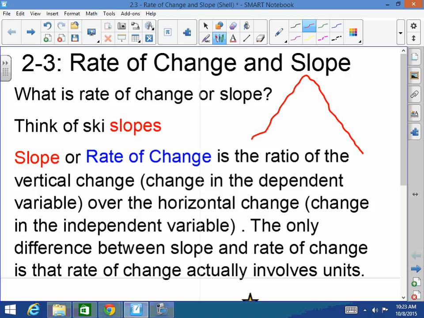If you've ever been skiing, they have different categories of these ski runs or ski slopes. They have black diamond, double diamond, red diamond. I'm not a big skier, but I do know that there are different categories, and those categories are based on the slope.